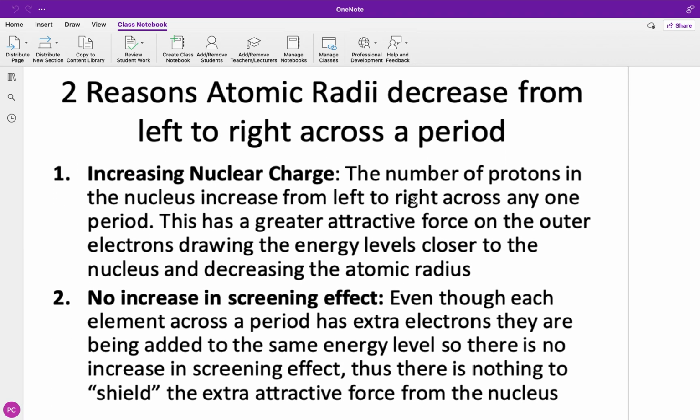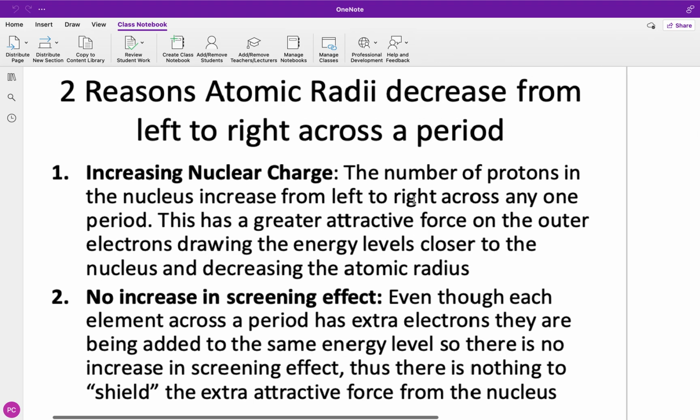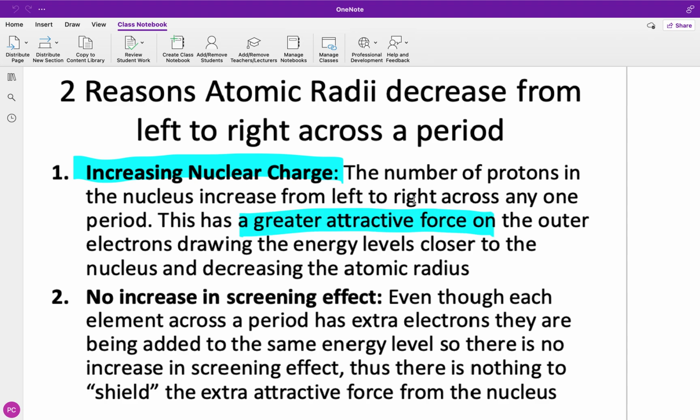A couple of reasons atomic radius decreases from left to right across the period. Number one is because you have increasing nuclear charge. So the number of protons increases from left to right. You know that: hydrogen, helium, lithium, beryllium, boron, carbon, nitrogen. So it goes 1, 2, 3, 4, 5, 6, 7, 8. Because of that, there is a greater attractive force on the outer electrons, drawing the energy level closer to the nucleus and decreasing the atomic radius. So because you have increased nuclear charge, you have decreasing atomic radius.